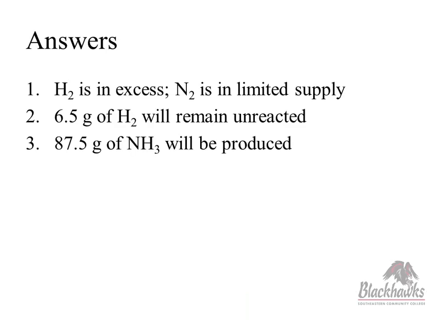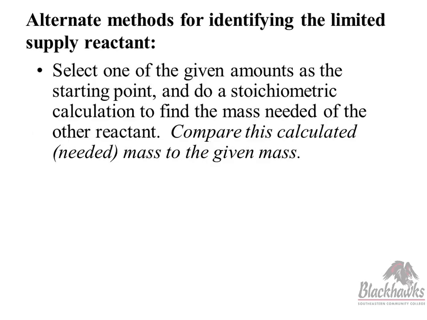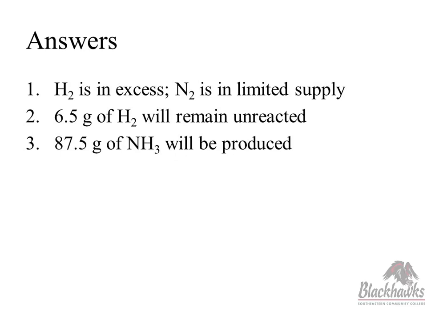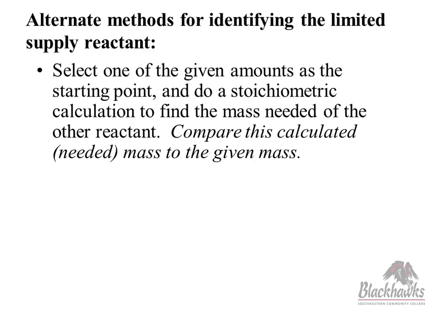Okay. So, to summarize, this is answering those 3 questions. Now, alternate approaches. On the front end of any stoichiometric calculation, if they don't say what's in limited supply, you have to calculate it first. Don't fall into that trap. But there are other ways to do it than just the what we have ratio versus what we need ratio.